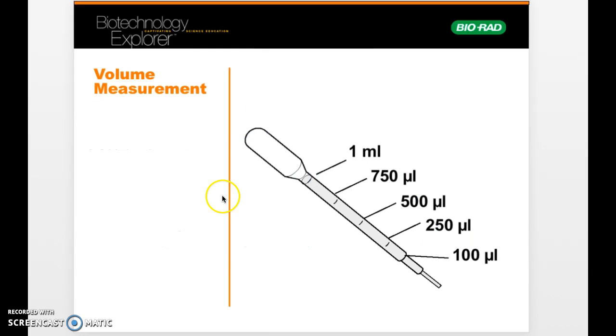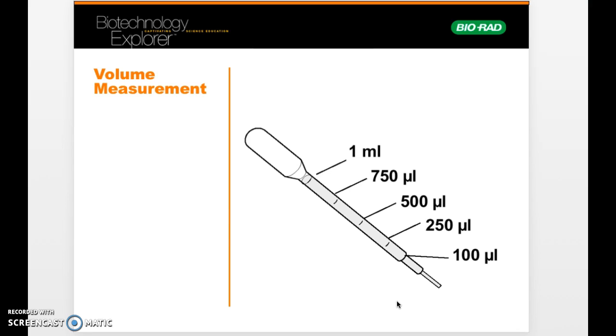And the one other really important one is this volume measurement. You're going to be using this graduated pipette. It's just a plastic pipette that's sterilized. And in your lab, you'll be able to see how you can measure the liquid using this pipette. And we're going to practice using this pipette as well.